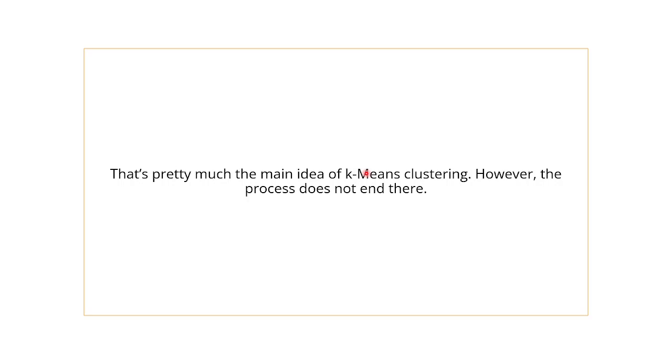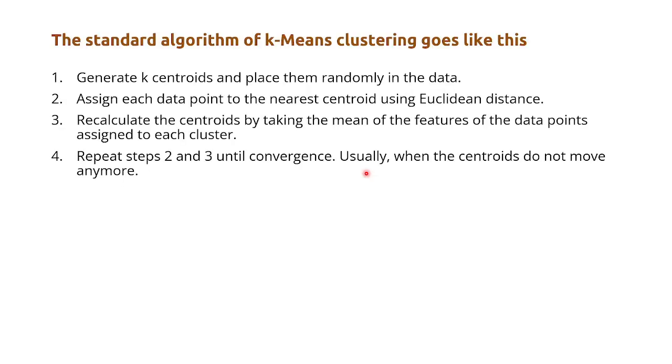However, the process of k-means clustering does not end there. So the standard algorithm for k-means clustering goes like this. We generate k centroids. It's up to you how many clusters you want, so you decide your k. And then place them randomly in the data. After that, assign each data point to the nearest centroid using Euclidean distance. So we use Euclidean distance in k-means, not Manhattan.